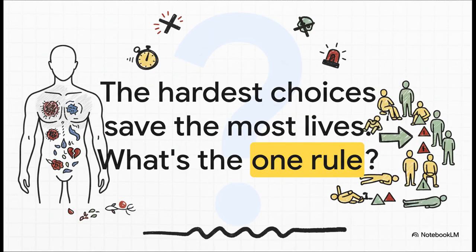So, whether you're looking at a single cell that's starving for oxygen or an entire field of victims, the underlying principle is exactly the same. You have to impose order on chaos. And sometimes the hardest choices, like who gets a black tag or who gets help first, those are the ones that ultimately save the most lives. The one unbreakable rule in any crisis: have a plan.